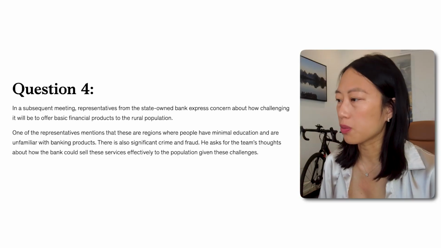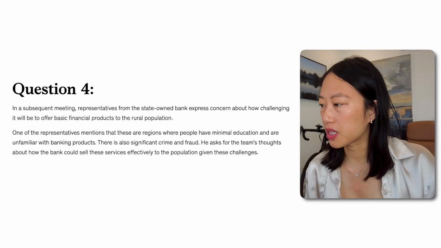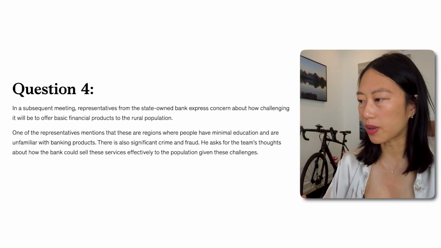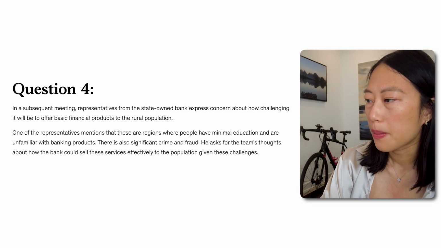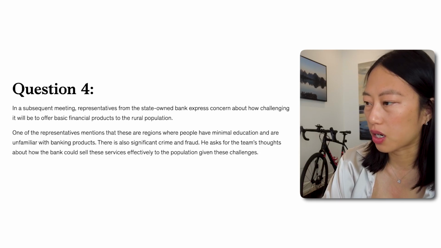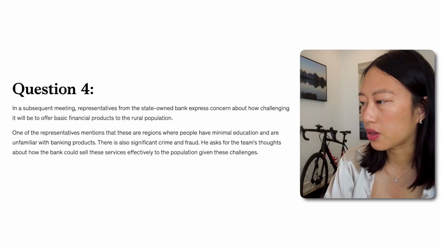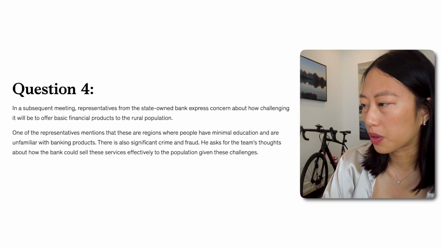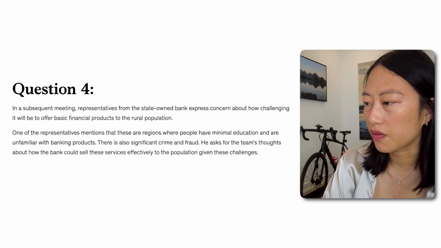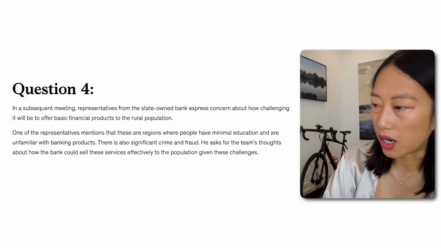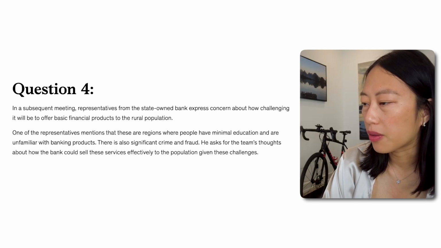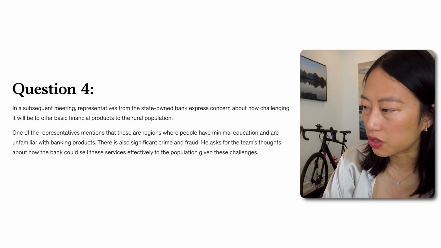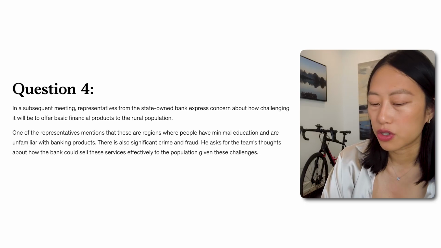So in a subsequent meeting, a representative from the state-owned bank expressed concern about how challenging it will be to offer basic financial services products to the rural population. One of the representatives mentions that there are regions where people have minimal education and are unfamiliar with banking products. There's also significant crime and fraud. He asked the team for thoughts about how the bank could sell these services effectively to the population given those challenges.